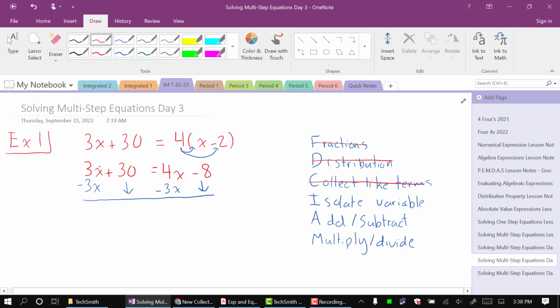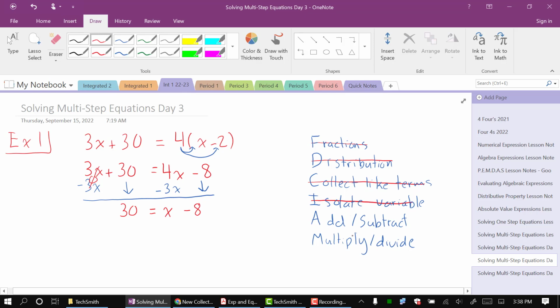3 minus 3 is 0. We bring down the 30. Equals 4 minus 3 is just going to be x, and then you bring down that negative 8. So I've isolated the variable, it's only on the right side.